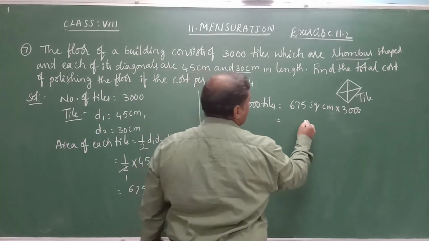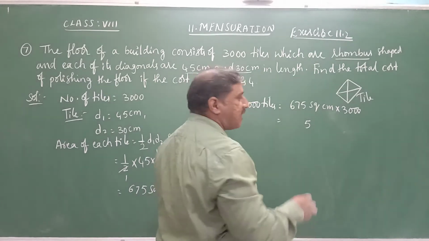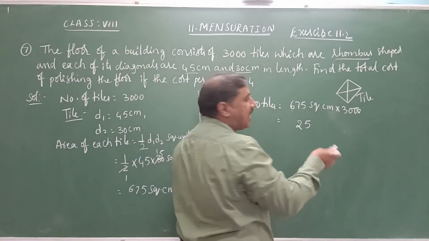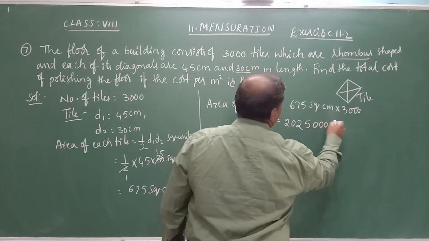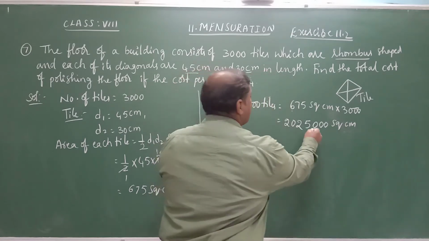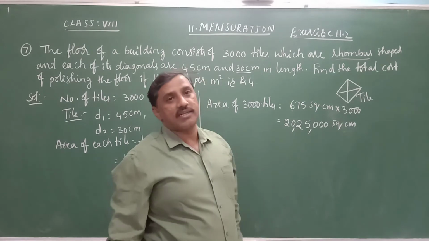3 fives are 15. 3 sevens are 21, plus 1 it is 22. 3 sixes are 18, 18 plus 2 it is 20. Now we keep these zeros, and we get the area in square centimeters. How much is it? 20 lakhs 25,000 square centimeters.